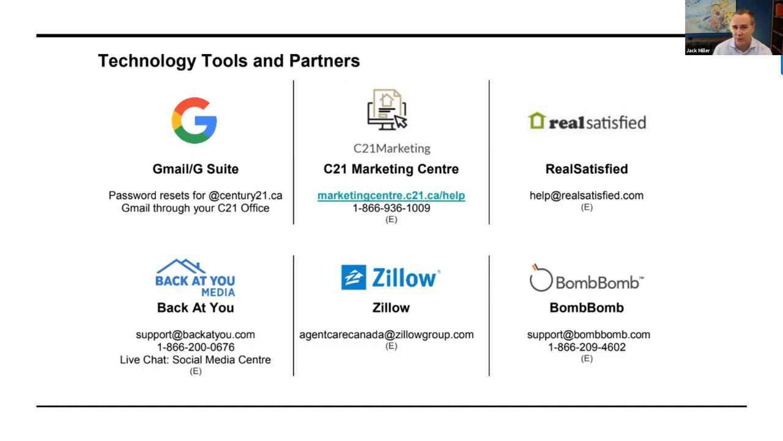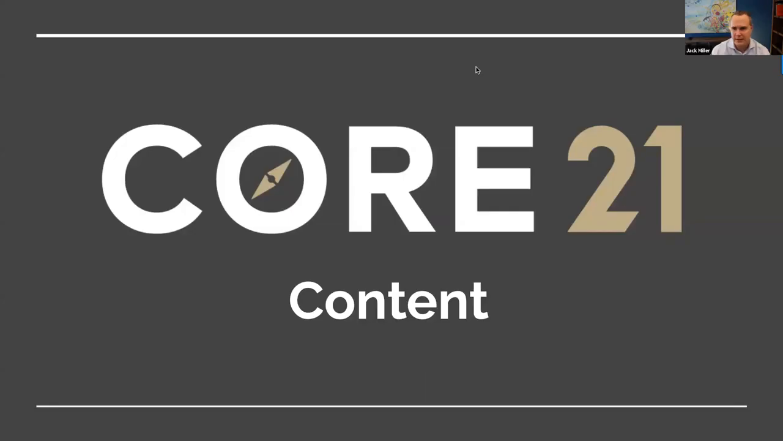So the new Marketing Center that we lit up last week, or at the C21 conference that we trained on last week, they have their own dedicated help. So if you need help Marketing Center related, we've got that. Real Satisfied has an email help contact. Packaging Media has several avenues for getting help if you're using their social media marketing tools. Zillow has a contact email. BombBomb has a contact email and support number. So that is how to get help with any of the related technology tools and partners.